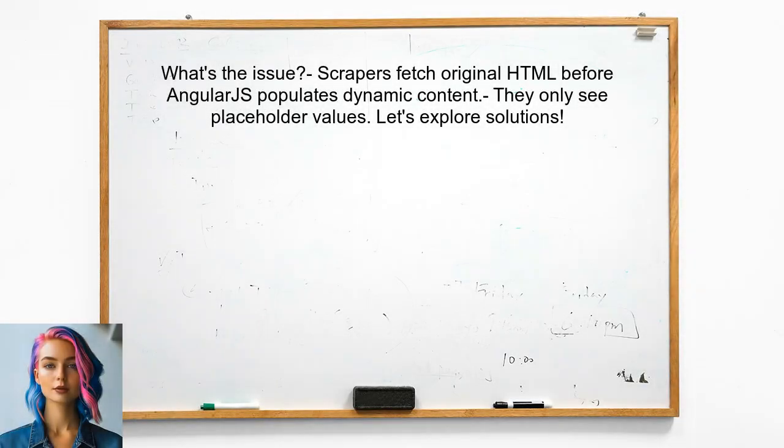So what's the issue here? The problem arises because scrapers like Facebook fetch the original HTML before AngularJS has a chance to populate the dynamic content. This means they only see the placeholder values. Let's explore how we can work around this.